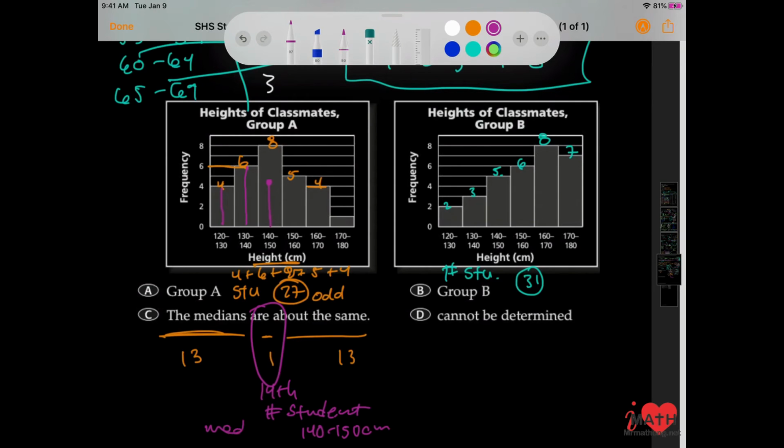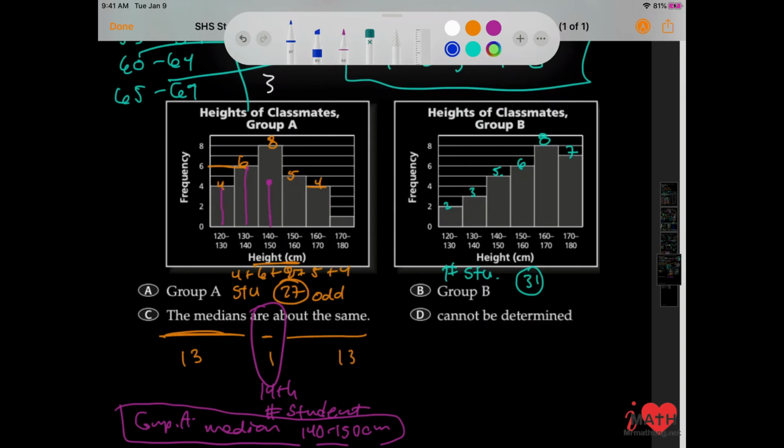So the median for group A is this. We don't know exactly, but we just know it's in that bin. Think of a bin like, I don't know, you stuff all your stuff or clothes in a bin.